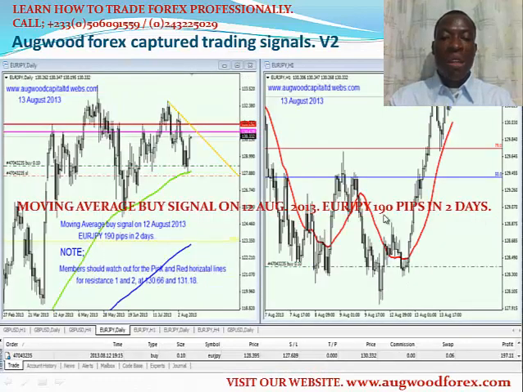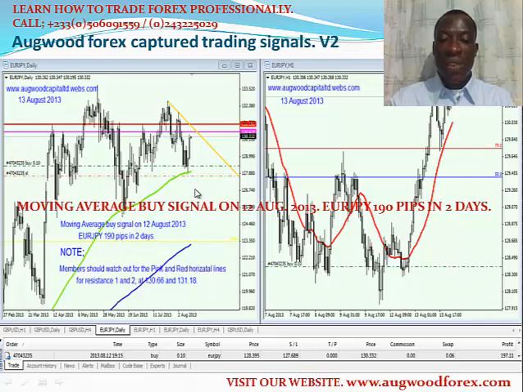Now this is another signal also. This is a moving average, and the price sold off, and I got a buy signal from the moving average, and you can see it here. This is how the buy signal was formed. A moving average buy signal on 12th of August 2013 on Euro JPY made 190 pips in 2 days because of the signal here.